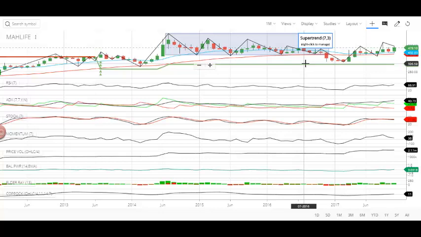Then the stock has already crossed its 20 and 50-day moving average, and it is right now under the influence of positive super trend mode. Good. And the relative strength of the stock is moving up.